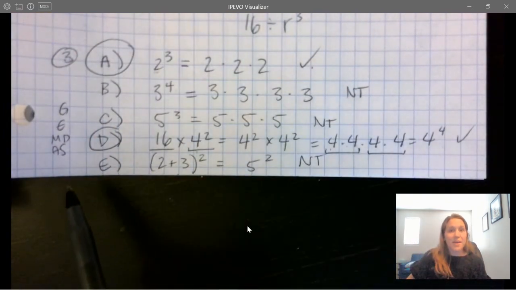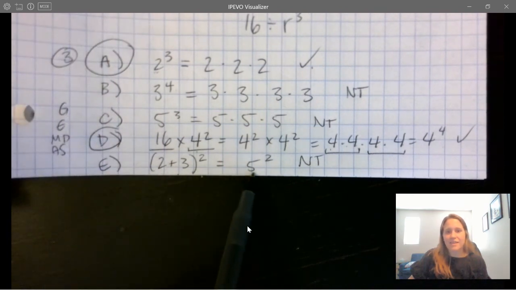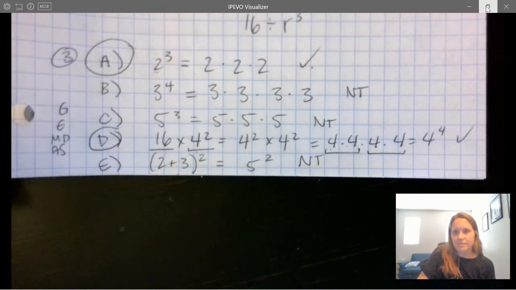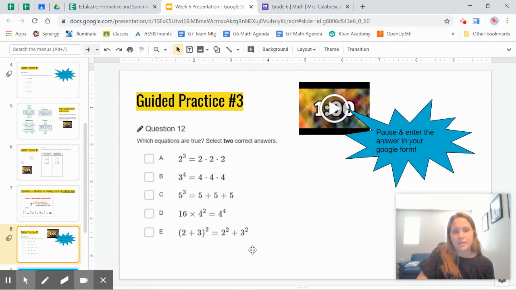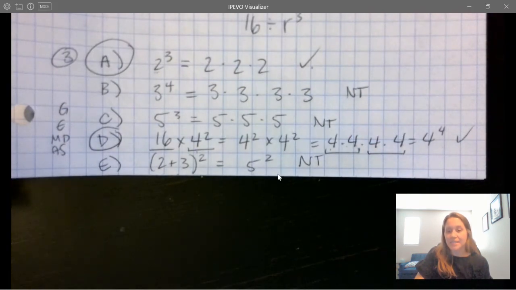You might have also learned PEMDAS. So I'm going to solve the grouping symbols first. So 2 plus 3 is 5, and then I can do the exponent 5 squared. However, that's not what happened. What happened here is this person kind of distributed the squared. 2 squared plus 3 squared is not the same as 5 squared. Okay. How do I know that? Well, I know that 5 squared is 25.